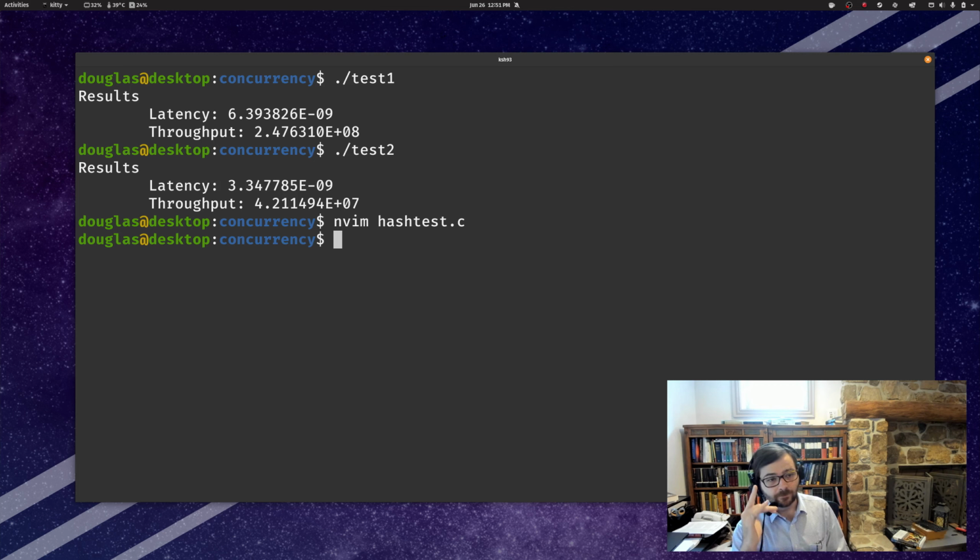And what you see here is that, at least with the default number of threads here for OpenMP, the latency doubles, but the throughput goes up by an order of magnitude. So they're both increasing. Seems a bit odd.